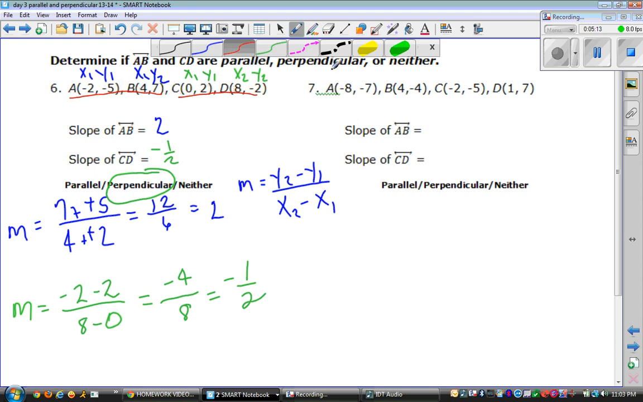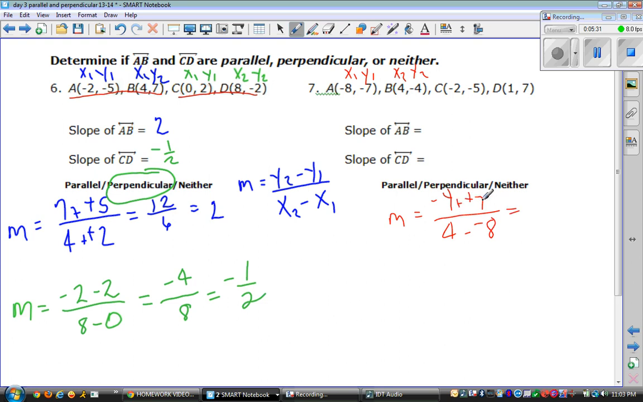So now we're going to do the same thing over here. x1, y1, x2, y2. So using the slope formula again, I'm just going to plug and chug. So the slope is going to be negative 4 minus negative 7 divided by positive 4 minus negative 8. Two negatives make a positive, so this really says 7 minus 4, which is 3. And this is 4 plus 8, which is 12. And 3 over 12 reduces to 1/4. So the slope of AB this time is 1/4.